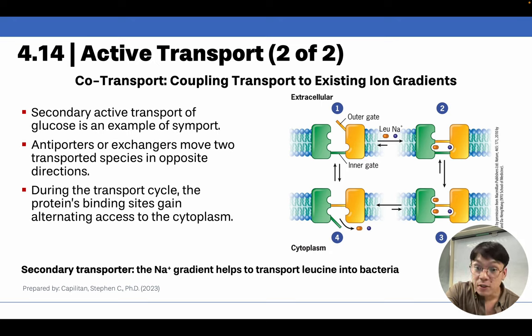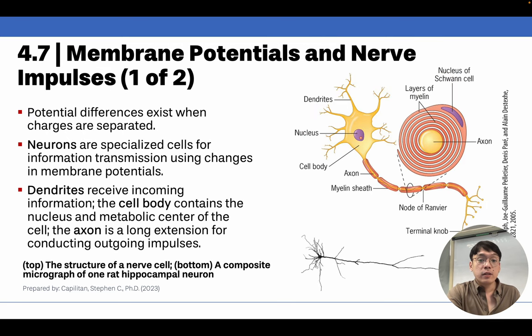The protein returns to its original state when the inner gate is now closed and the outer gate is open. So this sodium gradient helps transport leucine, an amino acid, into bacteria. We move forward with the membrane potentials and the nerve impulses.